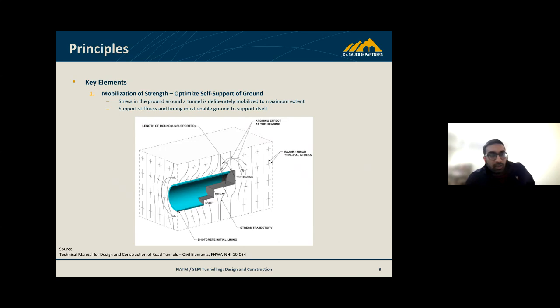So some of the key principles: mobilization of strength, or optimizing the self-support of the ground. We can see the first basic principle: we excavate ground, and the excavated ground creates an arching effect. The mobilization of ground strength is achieved by allowing controlled deformation in the lining. So there's a stress redistribution, and it leads to self-supporting ground, or a stand-up time, which is then utilized to spray on your initial shotcrete and things like that.